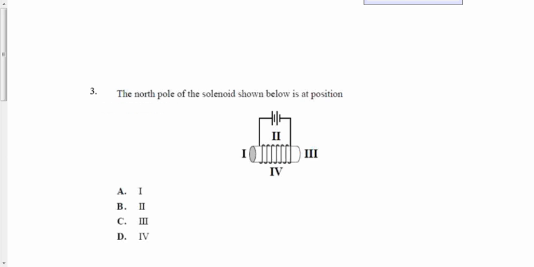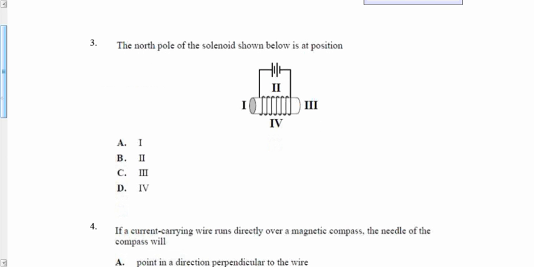And 3, the north pole of a solenoid. What's a solenoid again? It's a coil of wire, yeah, and clearly we have a coil of wire there, a solenoid. It's showing up at position 1, 2, 3, or 4. What hand rule of the 2 that we've learned so far are we going to use for this? The wire grasp rule or the coil rule? Coil rule. Now, you can actually make the wire grasp rule work here. It's just not easy to make the wire grasp rule work here. So we're going to use the coil rule.